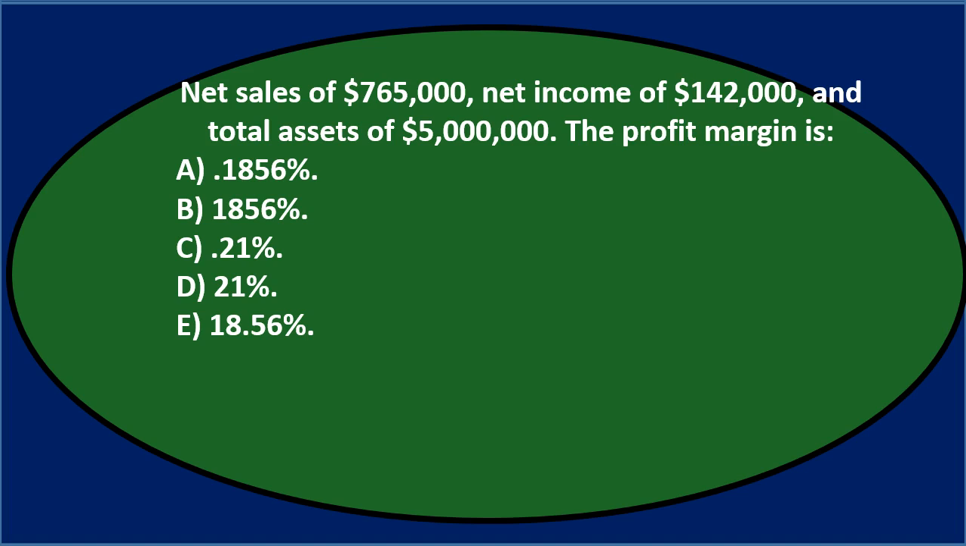In this presentation, we will take a look at multiple choice questions related to financial statement analysis, going through those questions and then practicing test-taking skills with them. First question: net sales of $765,000, net income of $142,000, and total assets of $5 million. The profit margin is either, and we have our answers over here.